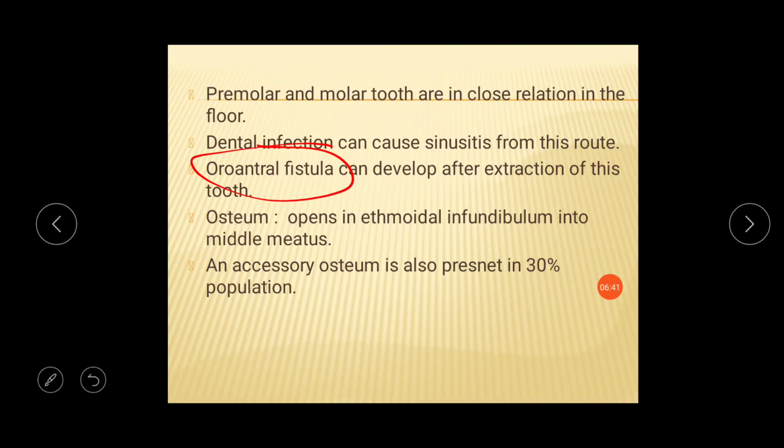Maxillary sinus ostium usually opens in the ethmoidal infundibulum into the middle meatus. Sometimes an accessory ostium is also present in 30% of the population.